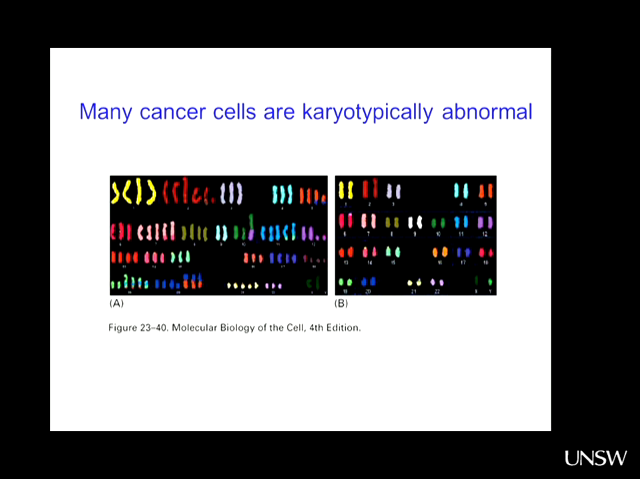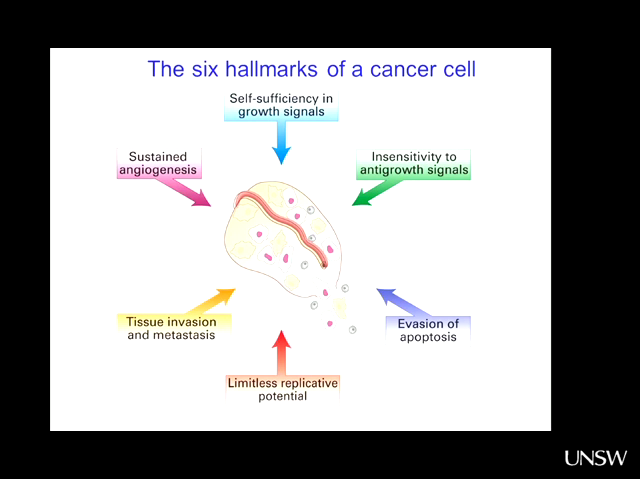So that's one of the ways that the cells can do it. So when people started to look at, well, what are the kinds of mutations that you might need to acquire? This diagram was brought out and it said, here are the 6 hallmarks of a cancer cell. We actually think there's probably 8 now, but I'm just going to focus on these 6.